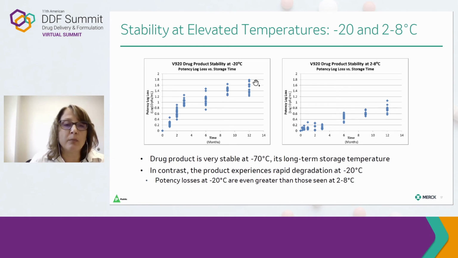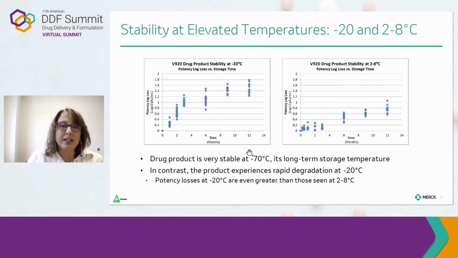It continues to go up, though not quite at the same rate, even out to 12 months. So it's actually less stable at -20 degrees C than at refrigerator temperatures of 2 to 8 C. Here you see at 2 to 8 C, at 12 months on average, you're maybe around 0.8 versus 1.6 logs. So the potency losses being greater at -20 than at 2 to 8 C, I think, was very unusual for people to wrap their minds around.